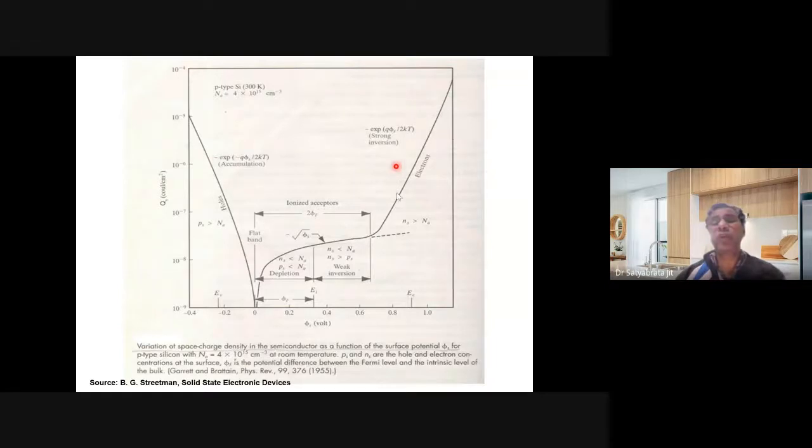Here we have to operate in this region. Now, when strong inversion starts, the depletion region reaches its maximum, and no further depletion region will be created there. So there is a maximum depletion region.